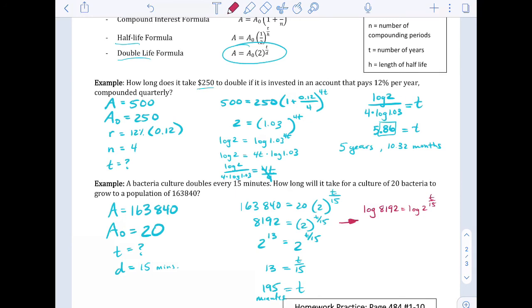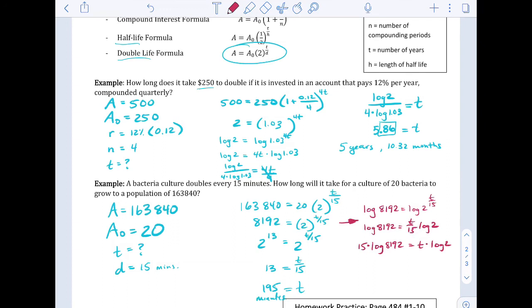Now that T over 15 is going to come up front, so I'm going to have a log of 8192 is equal to T over 15 log 2. And I want T by itself, so there's a couple different ways, but the first thing you can do is multiply both sides by 15. Because that's going to erase it off the bottom. So I'm going to have 15 times log 8192 is equal to T times log 2. When I multiply the right side by 15, this 15 was gone. Now it's on the left side.